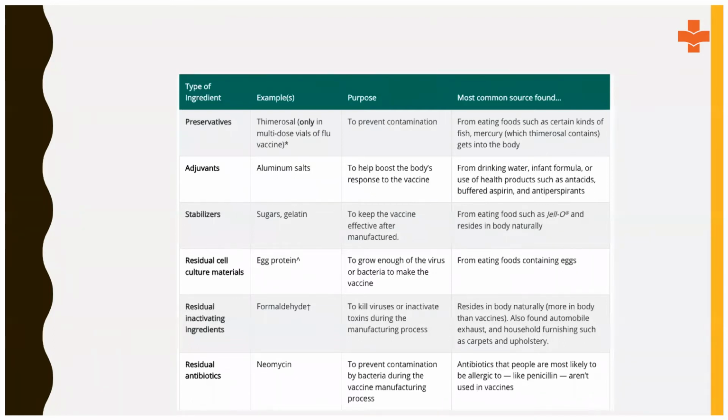And also to grow enough of the virus or bacteria while they are making up the vaccine, they use egg protein. And also to kill viruses or inactivate toxins during the manufacture process, they use formaldehyde. And also to avoid contamination by bacteria during the vaccine manufacturing process, they use some antibiotics, and one of them is neomycin.